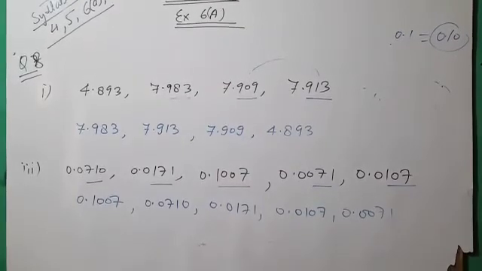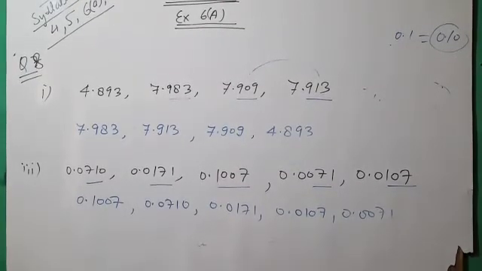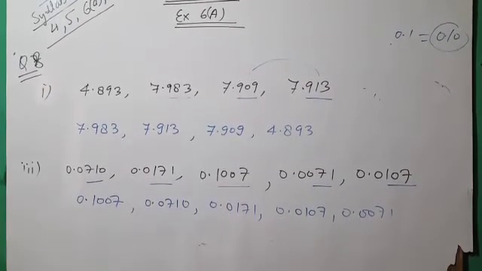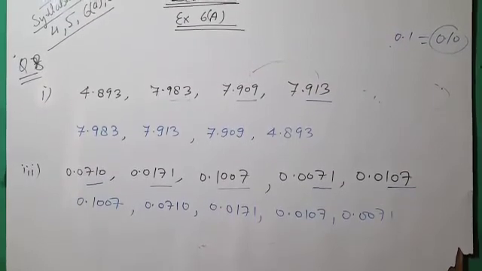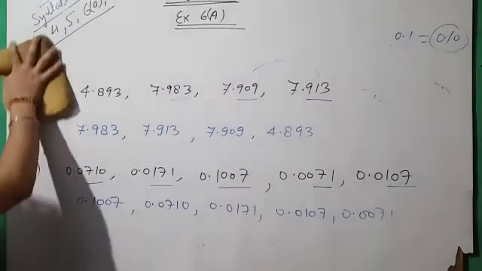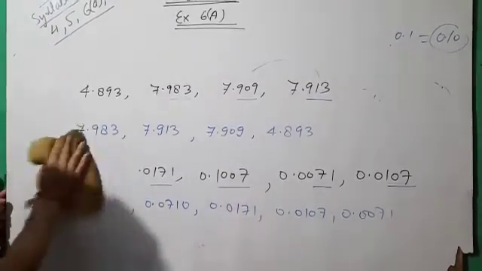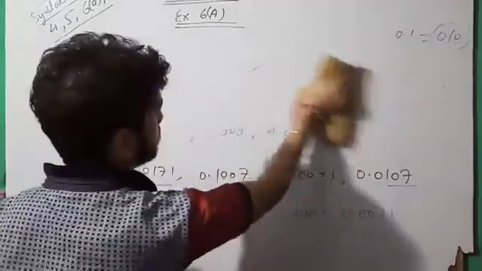Question number 9. Put these numbers in order of size starting with the smallest. This is your homework, because it totally depends on question number 8. Now write as fraction. I had already discussed this in the previous lecture, where we discussed a lot about how to convert decimal to fraction and fraction to decimal.